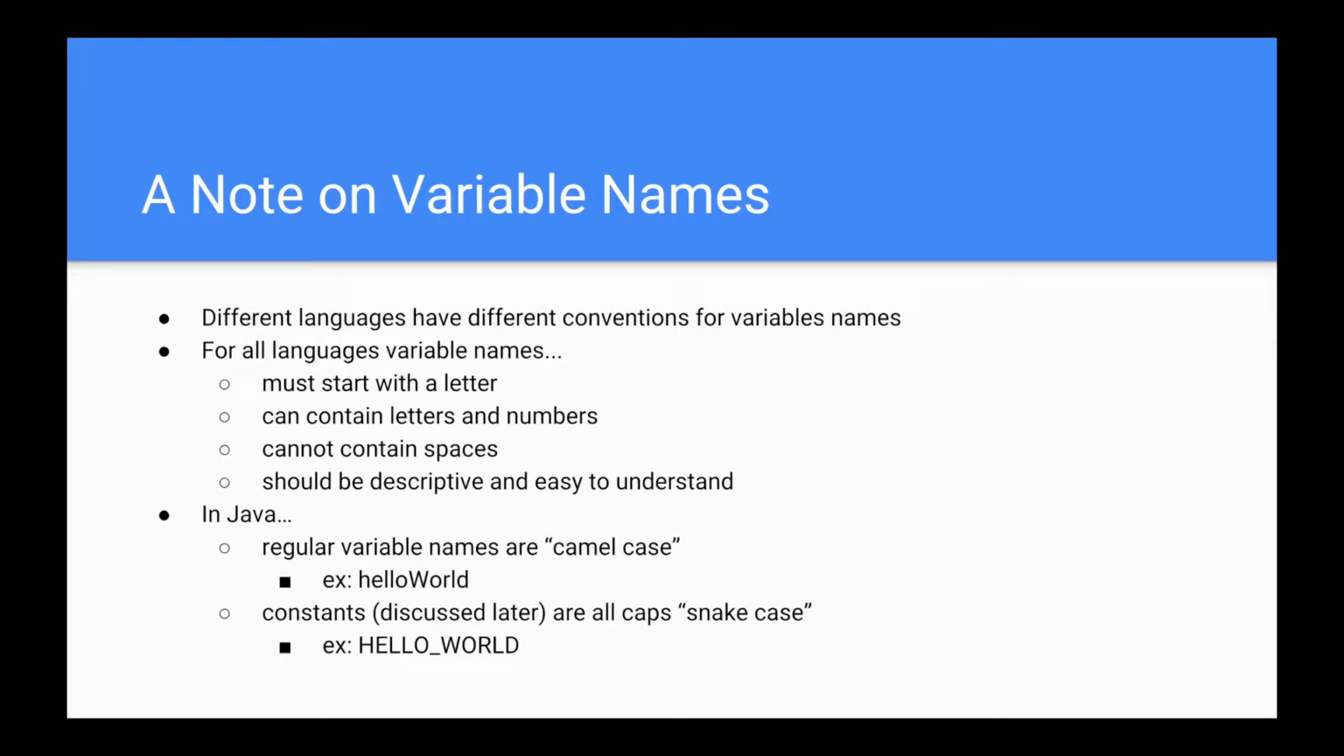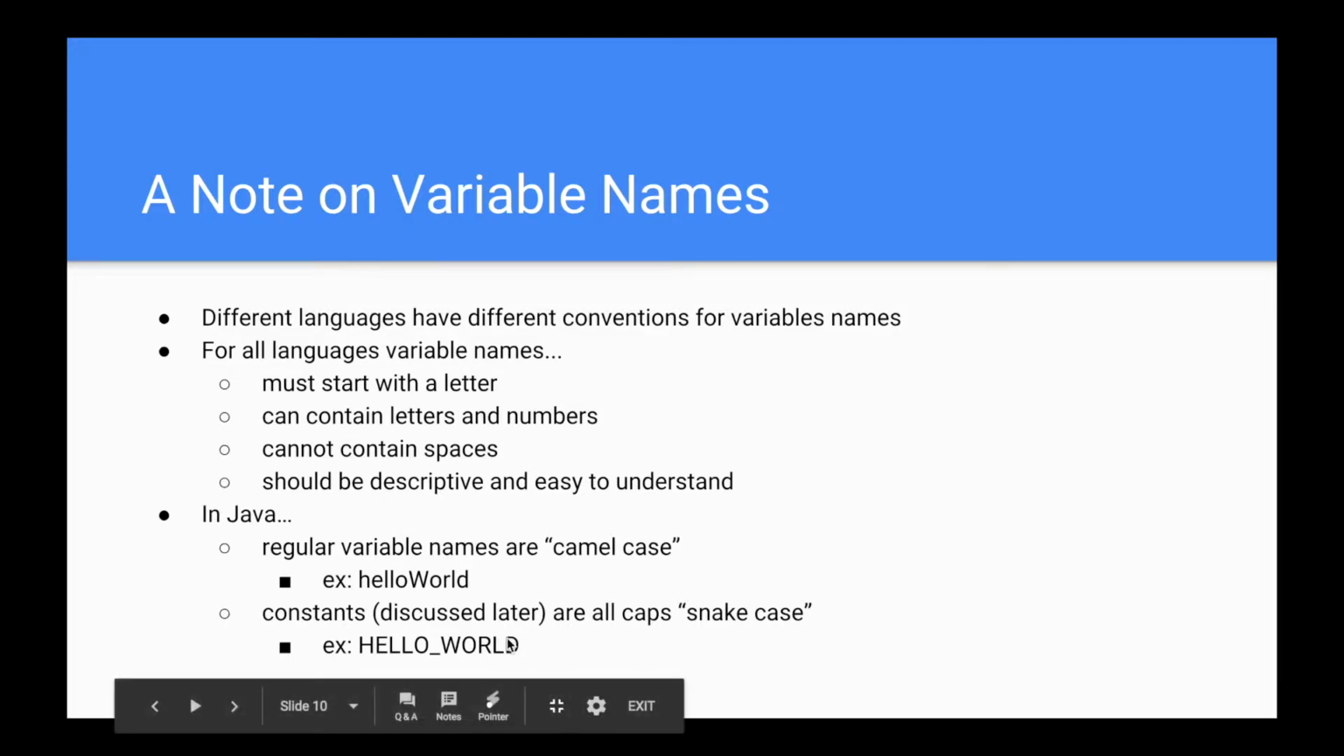In Java, regular variable names are camel case. An example would be helloWorld. So this camel case means that at word breaks, the letter is capitalized, and they always start with lowercase letters. And constants, which we discuss later, are all caps with snake case. So an example would be HELLO_WORLD with this underscore between word boundaries.